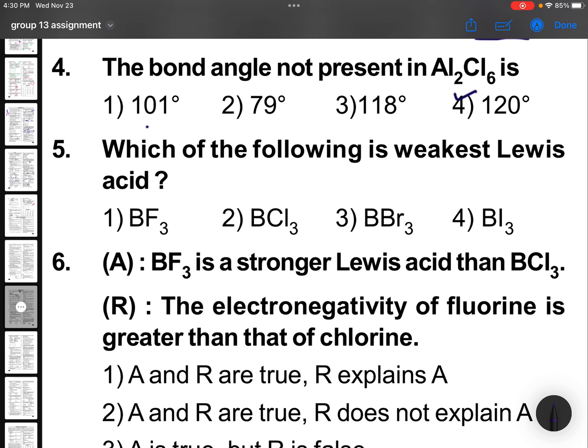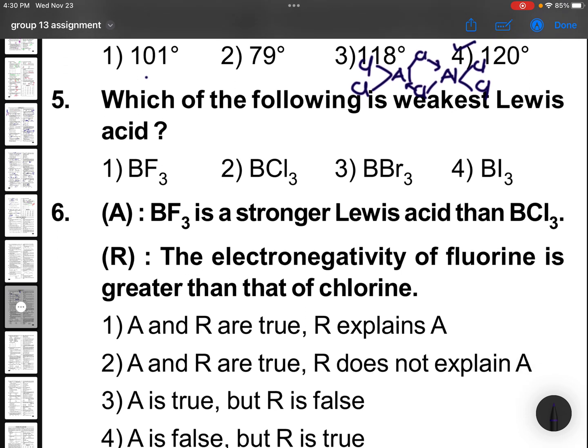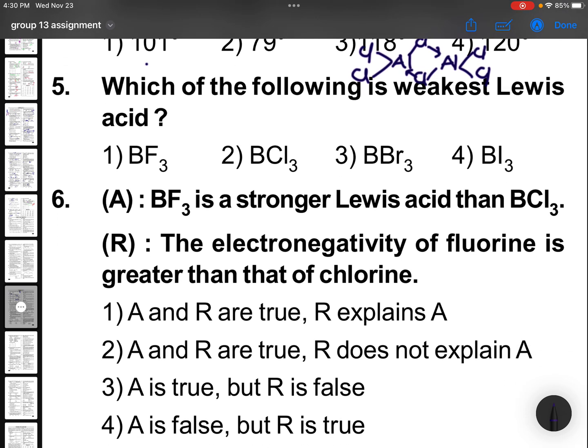Okay, now it is aluminium, two chlorines, bridges. If this is a dative bond, this is again a dative bond. Fine.